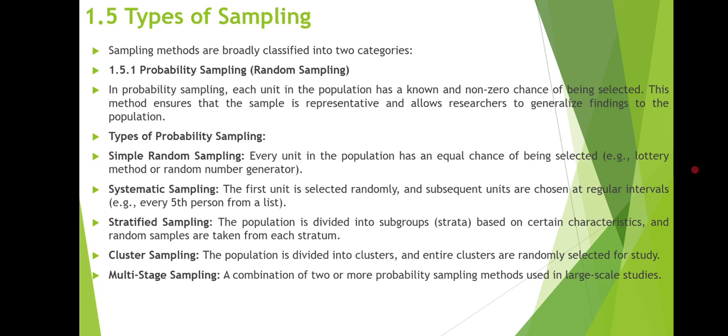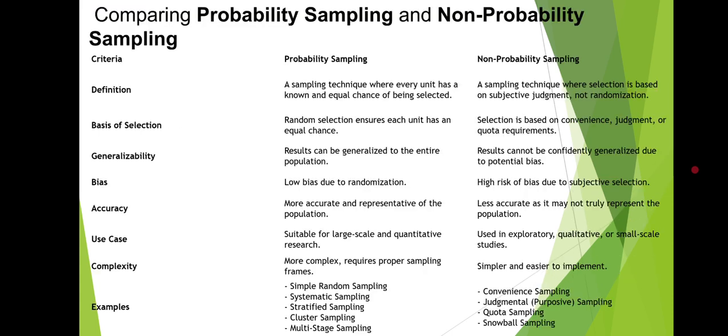Next, we have stratified sampling, which means the population is divided into subgroups, which we can call strata, based on certain characteristics, and random samples are taken from each stratum. Next, we have cluster sampling, which means the population is divided into clusters, and entire clusters are randomly selected for study. Next, we have multi-stage sampling, which is a combination of two or more probability sampling methods used in large-scale studies.